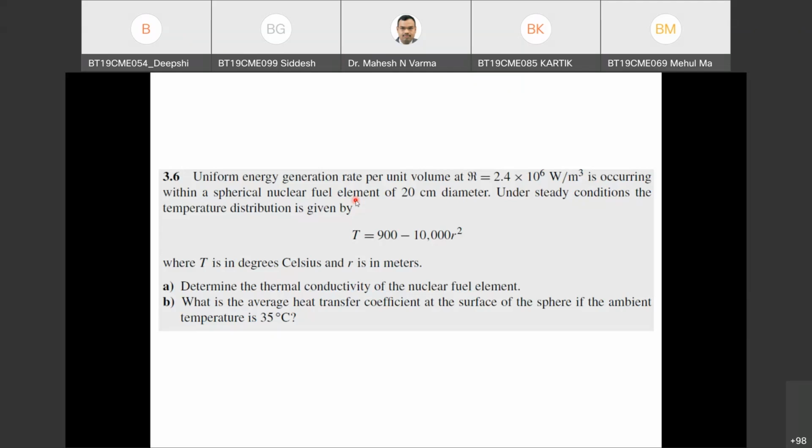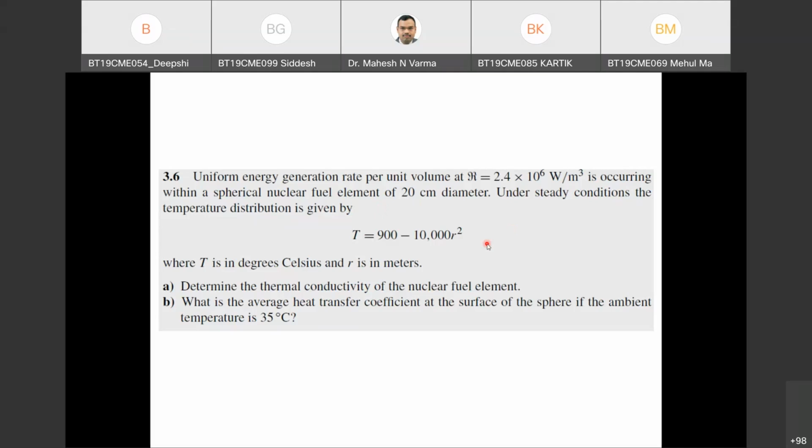But actually there the d2T by dr. Yeah, I think you should get the same thing. Somewhere you might be making a mistake. So you are using r in centimeter or something. Sir, r would not remain, I guess. So, for the first derivative, it would become minus 20,000 r. Then for the second derivative, it will remain minus 20,000. Okay, it will be 2.4 into 10 raised to 6 divided by 20,000.